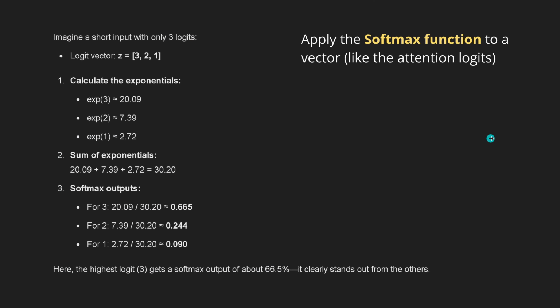You remember the softmax function that we have in the self-attention layer, we apply it to a vector like the attention logits. Here we have this vector, and in the simplest case, I just go with 3, 2, 1. We calculate the exponential, the sum of the exponential, and the softmax. The result of the softmax is now, for the 3, 0.66, for the 2, 0.24, and for the smallest one, 0.09. So you see, the highest logit, the 3, gets a softmax output of about 66%. So it clearly stands out from all the others.